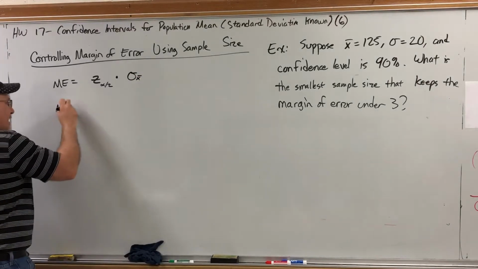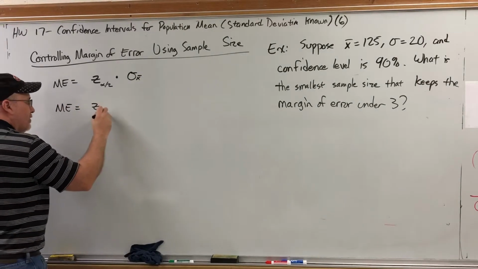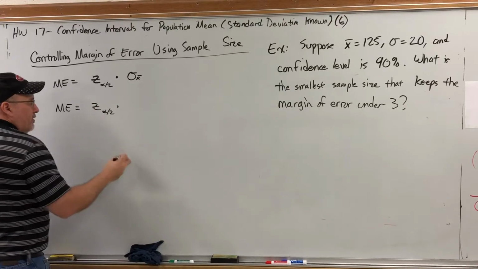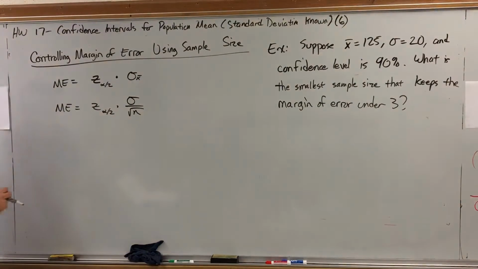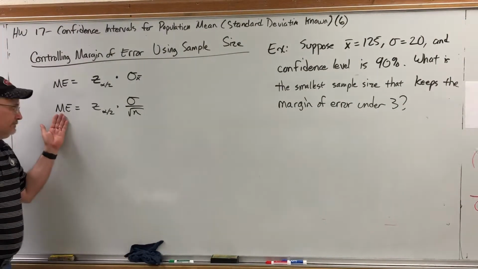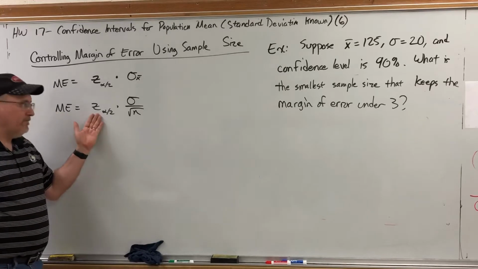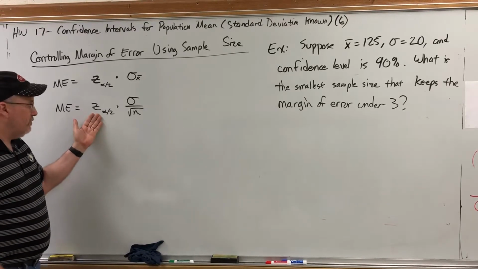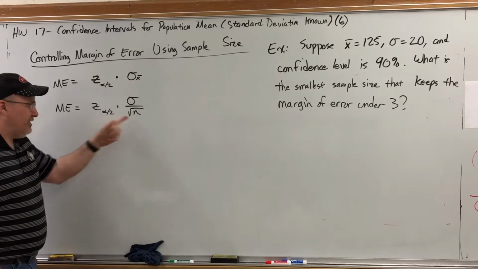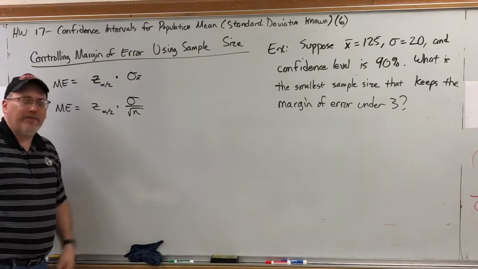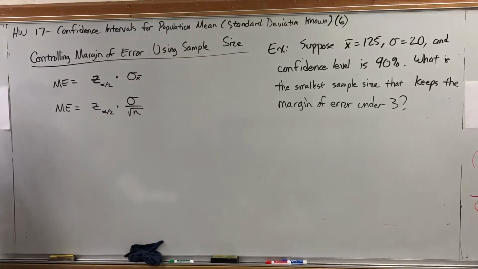But our sigma sub x bar was calculated by sigma divided by the square root of n. If we know what margin of error we want, and we have the critical value because it comes from the confidence level, and we know the standard deviation, it stands to reason that we should be able to solve for n. Let's go ahead and solve for n first, and then we'll use that to answer that question.